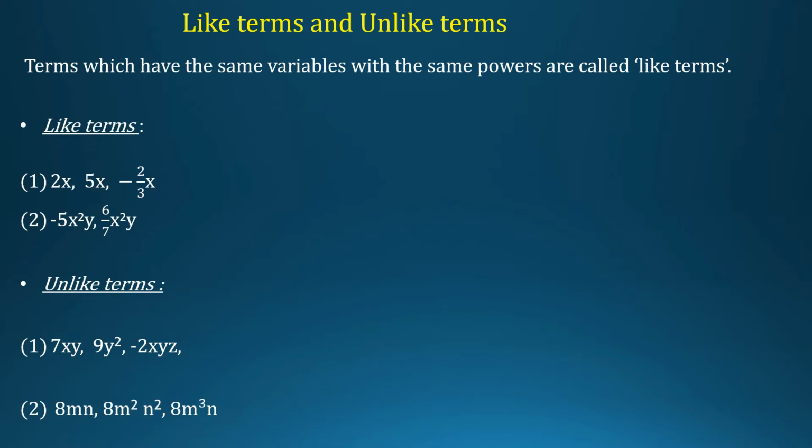Second example is 8mn, 8m square n square, 8m cube n. So here again they have different variables with different powers. So this is also an example of unlike terms.